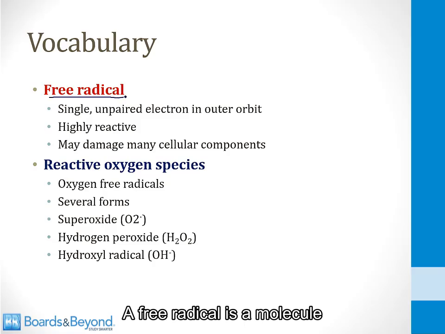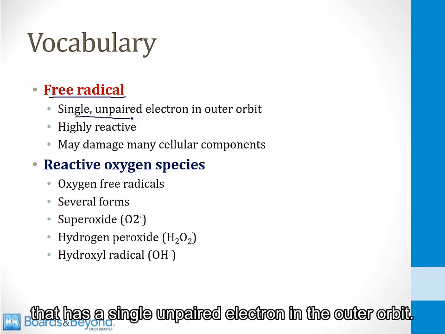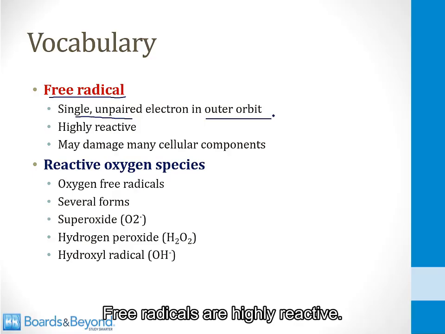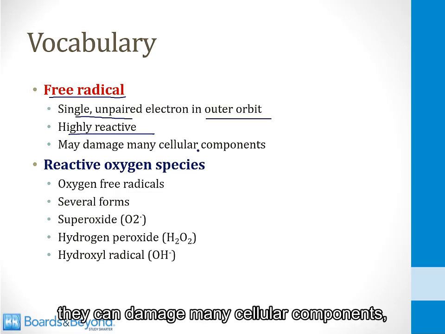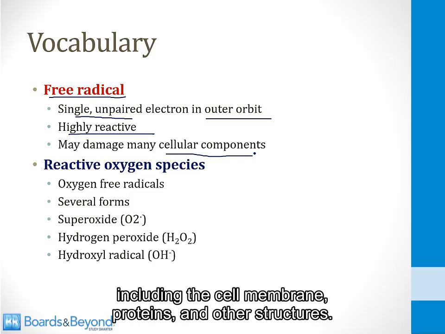A free radical is a molecule that has a single unpaired electron in the outer orbit. Free radicals are highly reactive. They often donate electrons to other substances. And in terms of cellular biology, they can damage many cellular components, including the cell membrane, proteins, and other structures.